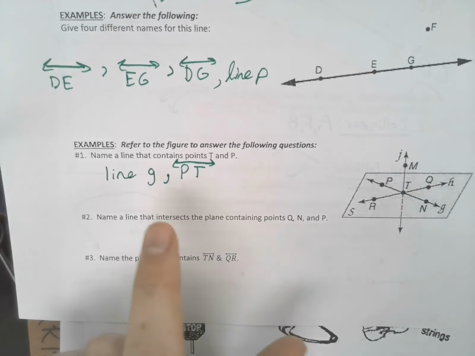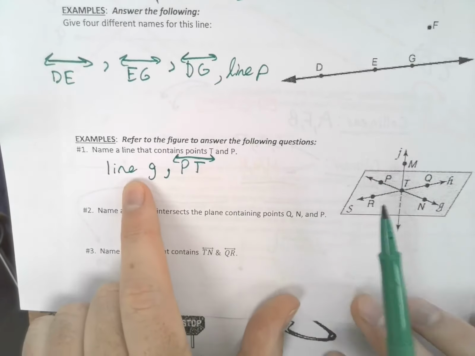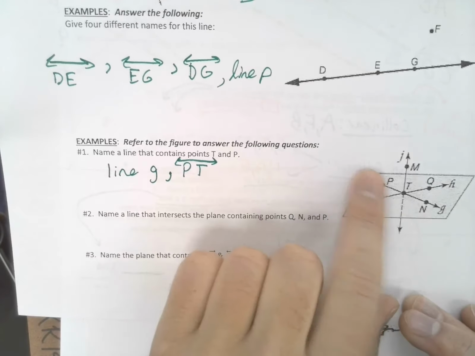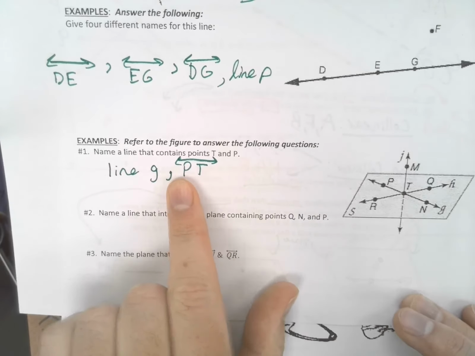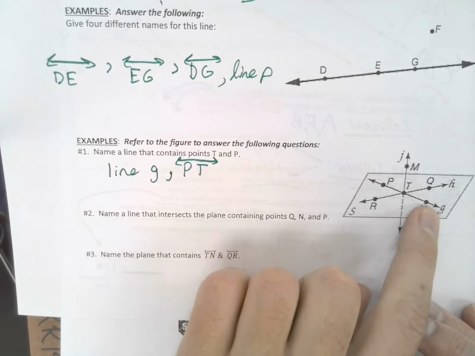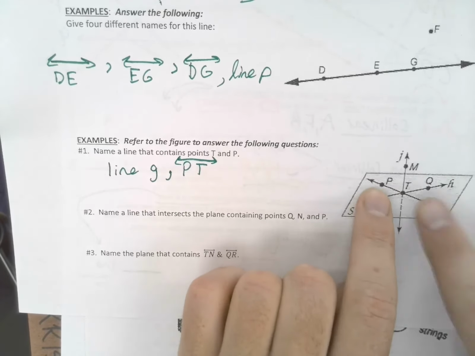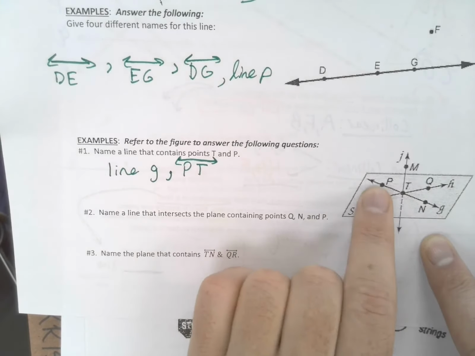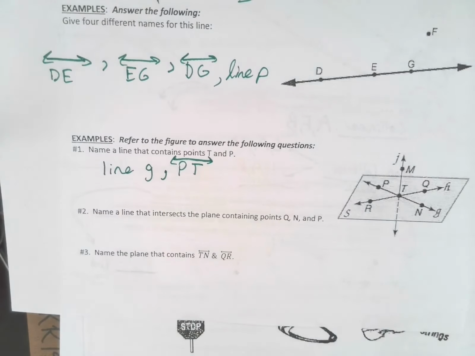First up, two different right answers here. You could have said line G, or you could have said line PT. Now, if you said line PN, you're not wrong either. As long as you have 2 points on the line connected, then that is the correct line.